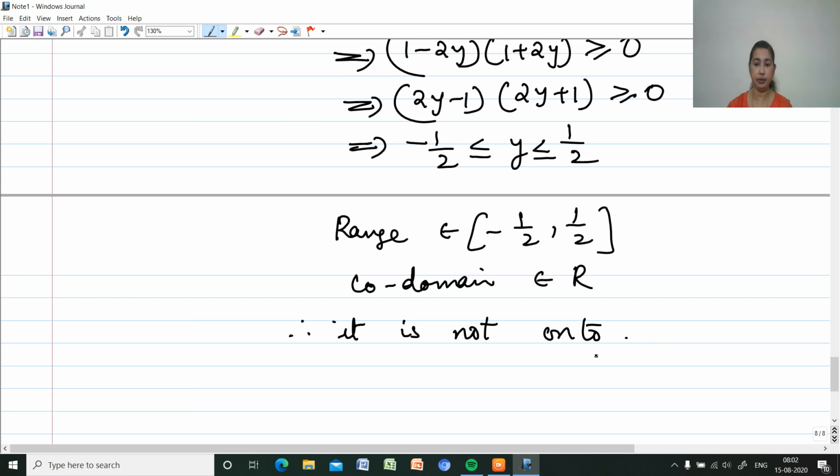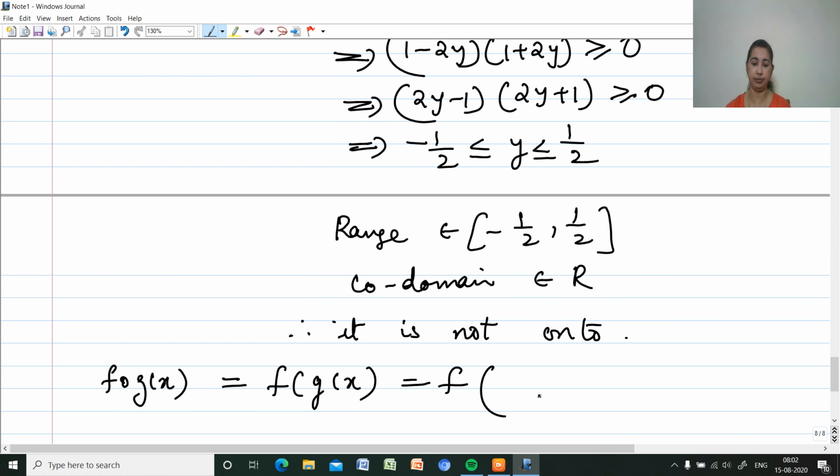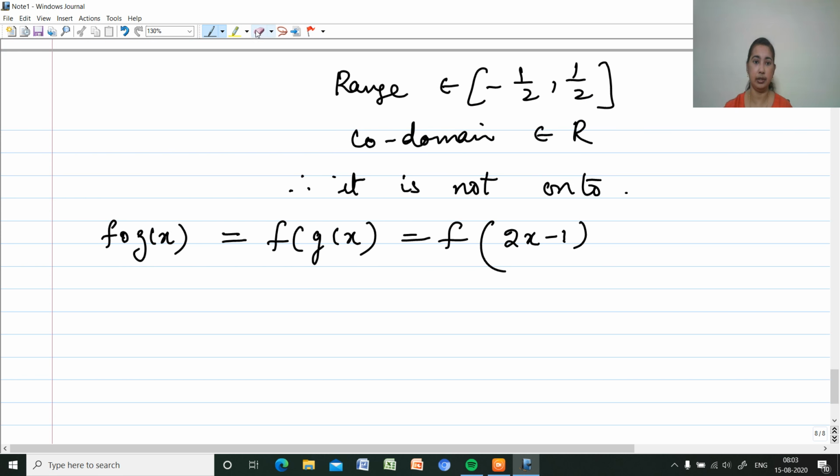Now in the same question, one more thing is asked: find f composition g of x if g of x is 2x minus 1. Find f composition g of x, that is equal to f of g of x, where g of x is given as 2x minus 1, so instead of x it is g of x.